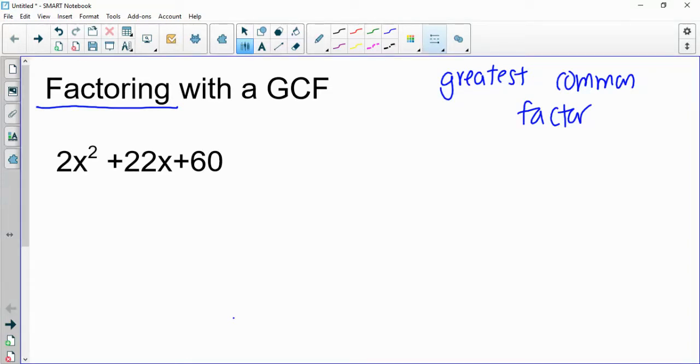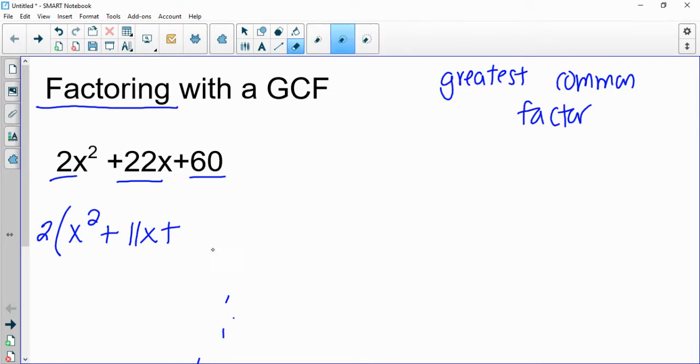Okay. So this number in front of the x squared is a 2, but if you notice, the 2 and 22 and 60, those are all even numbers. So you can divide them all by 2. So what I'm going to do is pull out a 2, and then from this first term, if you take 2x squared and divide out a 2, all you have left is x squared. And then I'm going to go to the middle term. If I take 22x and divide out a 2, that means I have 11x left. And then the last term, if you take 60 and divide it by 2, you get 30.